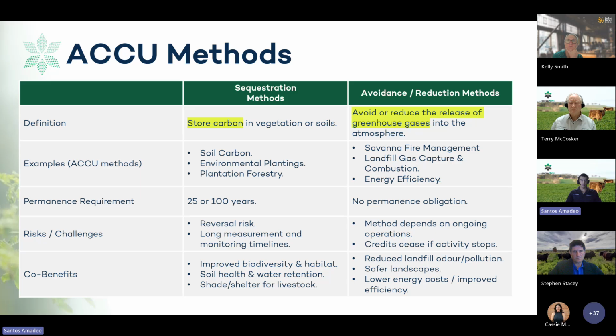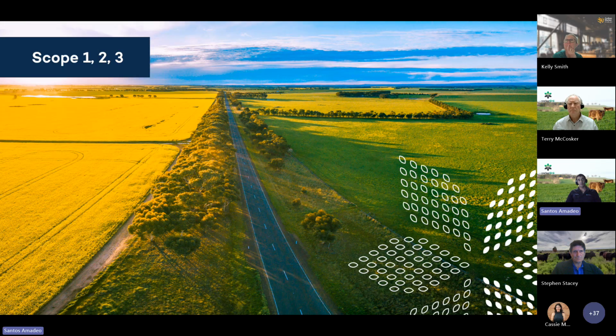Looking into co-benefits, there are plenty that come with the sequestration methods. More carbon in the land, be it in the soil or in the trees, will bring improved biodiversity and habitat, improved soil health, water retention, and plenty of others that are directly linked to productivity benefits as well. So moving into a little bit more detail, to further address that feedback, we'll look deeper into the carbon emissions accounted, specifically on what scope 1, 2, and 3 mean and how they are measured.